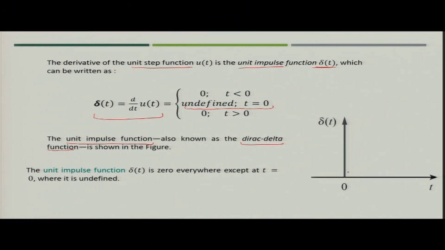You will see that it has only one impulse kind of activity in the time scale at t equal to 0, otherwise its value is 0. So, the unit impulse function is 0 everywhere except at t equal to 0, where it is undefined, because it cannot be defined at time t equal to 0.